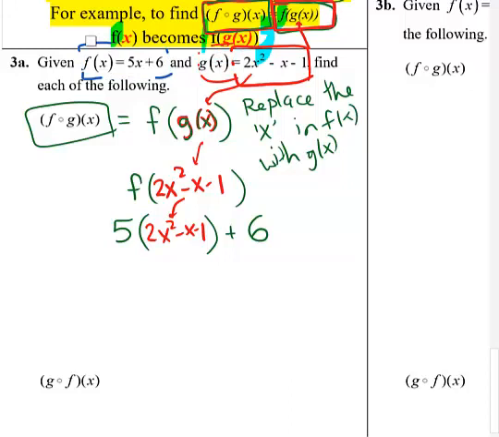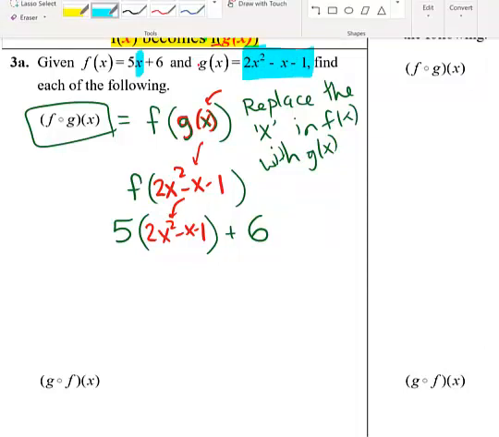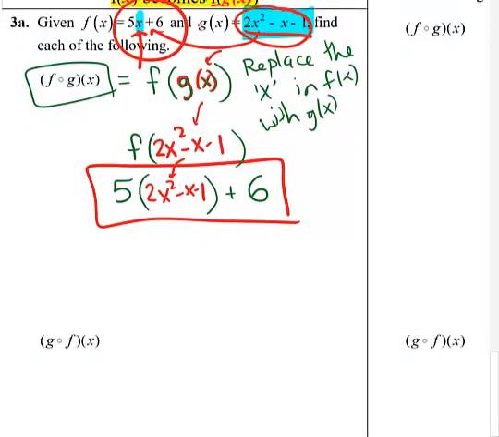Let me see. I've got too much going on here, so I'm going to erase it a little bit. All right, so imagine I'm taking the x in f of x and replacing it with all of g of x. Picture that for a second. Imagine this x right here disappears, and this stuff replaces it. So it would look like 5 times something plus 6, but that something is this stuff. And that's exactly what we have going on here.